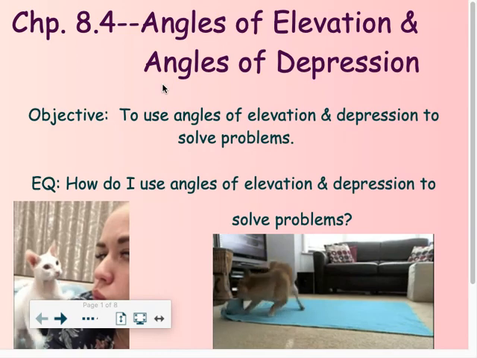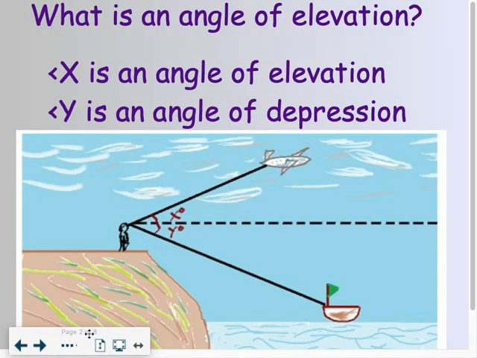So starting off today, what are angles of elevation and angles of depression? An angle of elevation, if we look at this picture here, is this angle X. Because notice from the person's point of view, there's this horizontal line, and he is looking up towards the plane. This is going upwards, so we call this an angle of elevation. He's looking up towards that airplane.